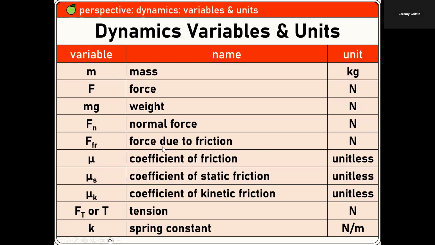Friction force. So friction is always trying to resist motion, slow things down. If you have like a table surface and some object sliding across it, friction is always going to oppose the direction of that motion, try to slow it down. Okay? And these are all in newtons.